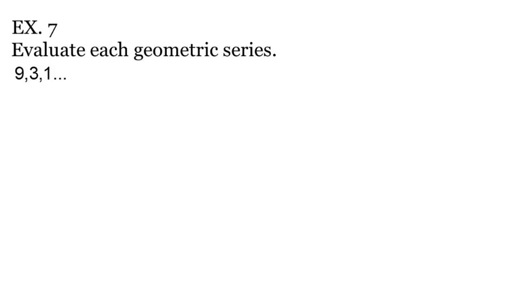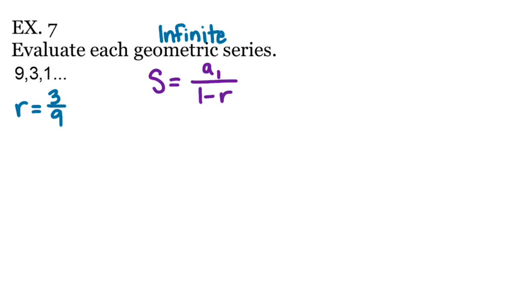Okay, and the last example, number 7, says to evaluate the geometric series. This is an infinite series since it has 9, 3, 1, and so on. It's going to keep continuing. So first we need our common ratio, and then we're going to plug into the sum of an infinite series formula, which is S equals A1 over 1 minus r. So our common ratio is going to be 3 divided by 9, which is 1/3. And you can see that they're multiplying times 1/3 each time to get the next number in the sequence.